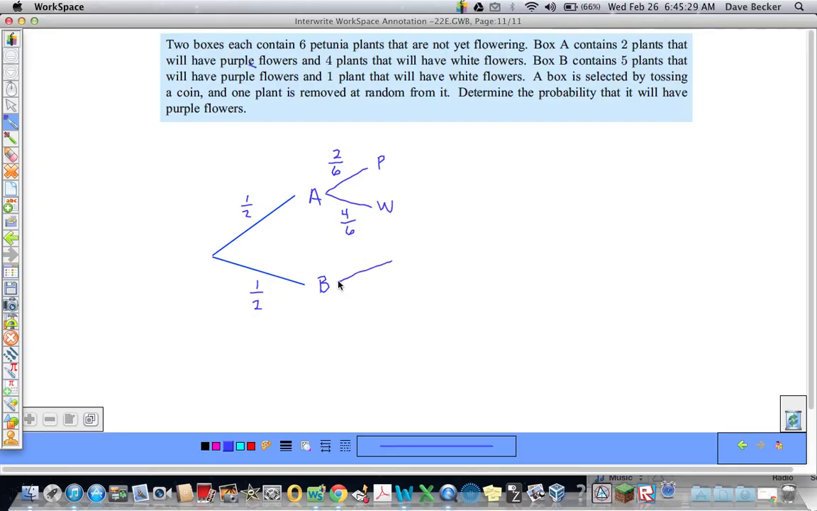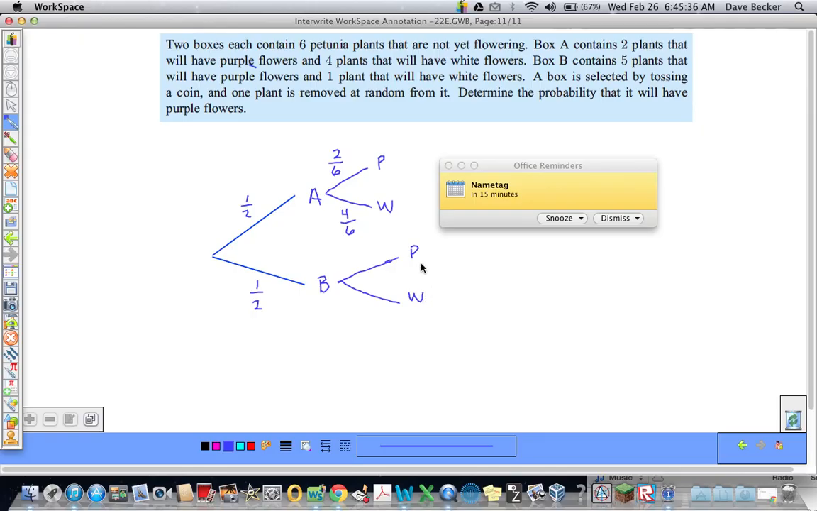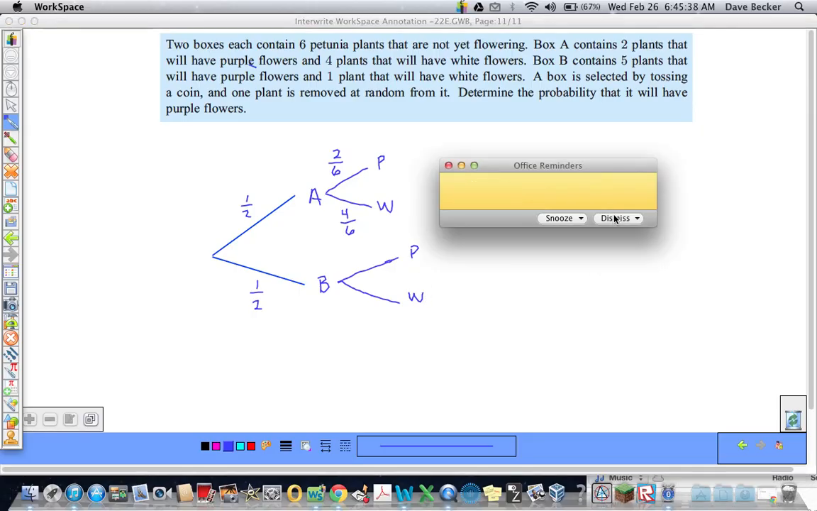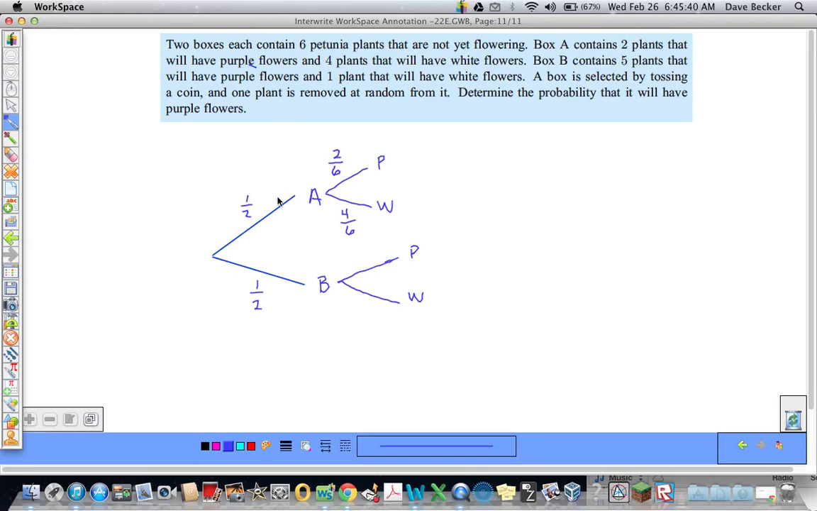Same thing for B, in that it's either purple or white. And from box B, what's the probability? It contains 5 plants that will have purple flowers and 1 plant that will have white flowers. So it's 5 out of 6 for purple and 1 out of 6 for white. Determine the probability that it will have purple flowers.